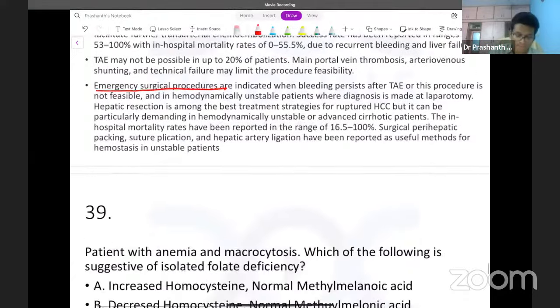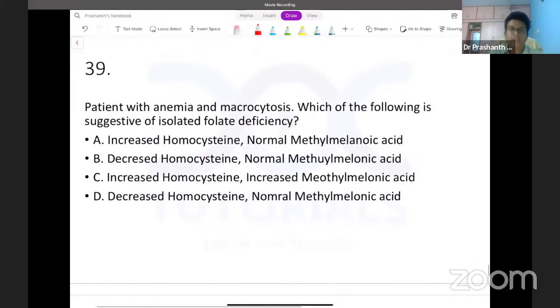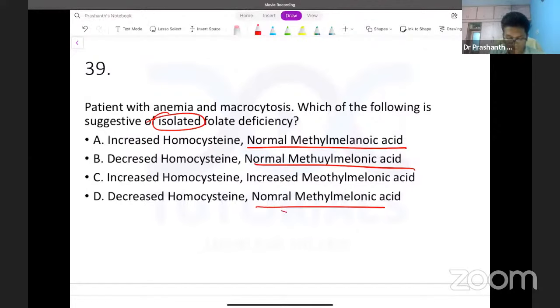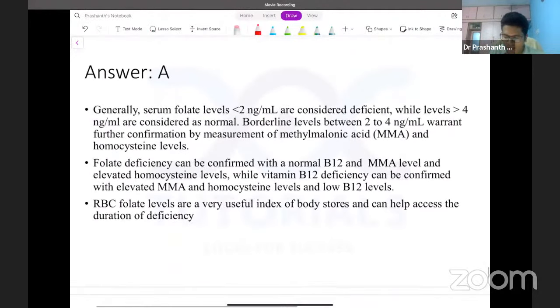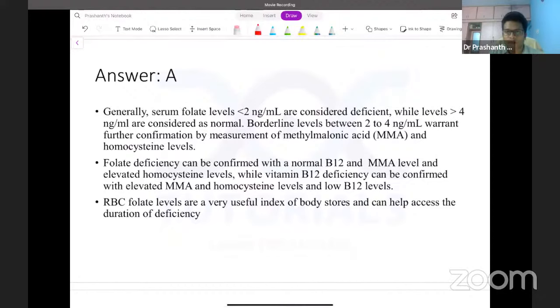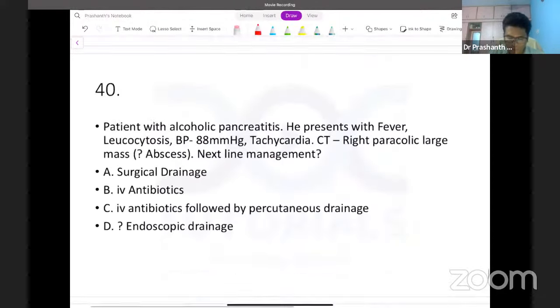Okay. Next is a patient with anemia who has macrocytosis. Which of the following are features of isolated folate deficiency? Isolated folate deficiency will have normal methylmalonic acid. So it has to be between these three options. Among these, it will have increased homocysteine levels. Always remember that hyperhomocysteinemia, one of the treatments is folate also. So the option becomes easier. It is A. Again, I'm not going into depth. You can go through the answer. It's a general medicine question.